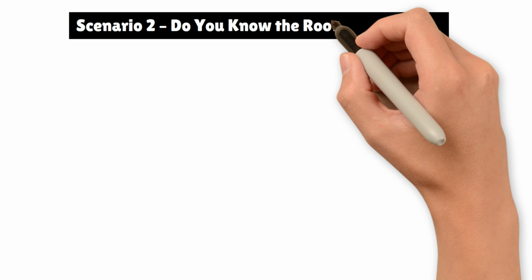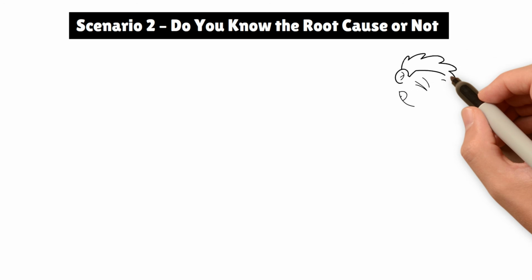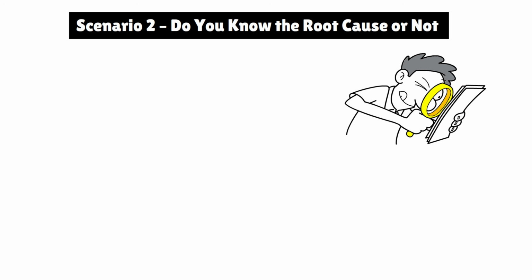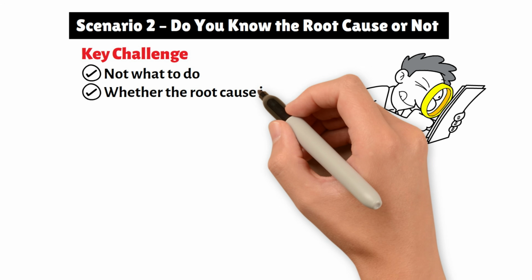Scenario 2. Do you know the root cause or not? This is where many students get questions wrong, because the real challenge is not knowing what to do. It's knowing whether the root cause is actually known.